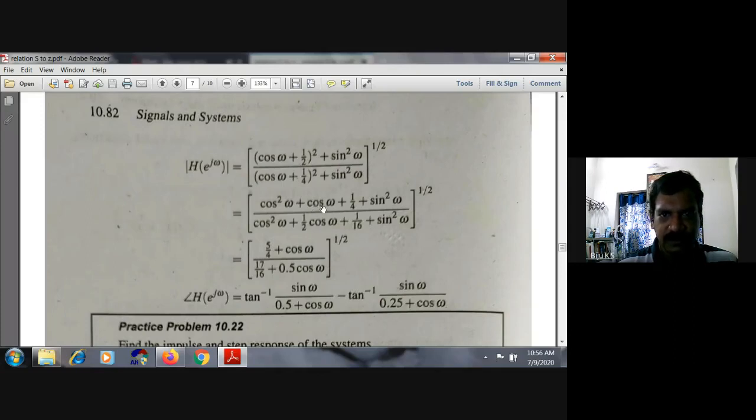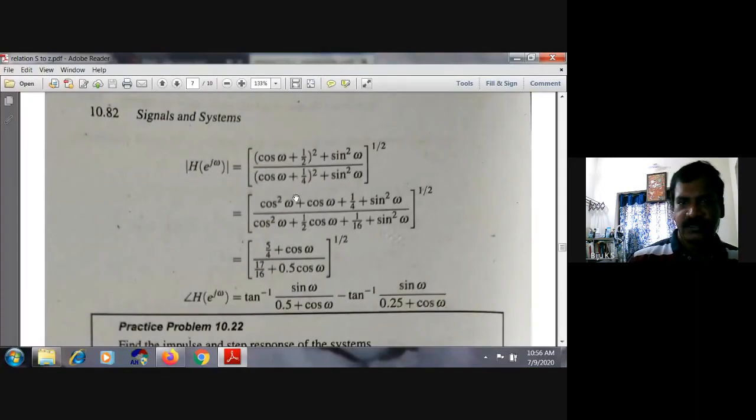There is some mistake here. In this textbook there is a mistake. So we use cos square omega plus 1 by 4 plus sin square omega, and here an additional term, 1 by 2 cos omega, is also there.